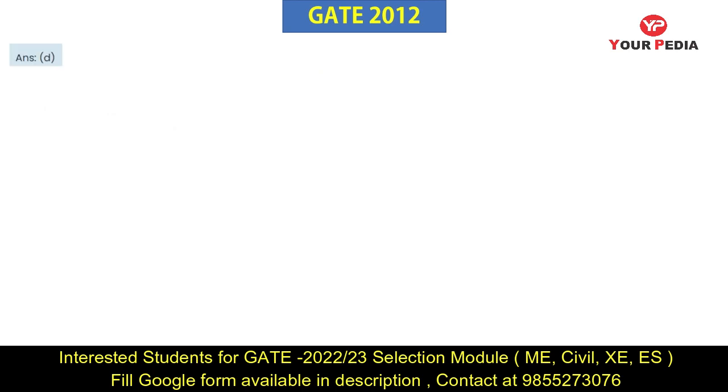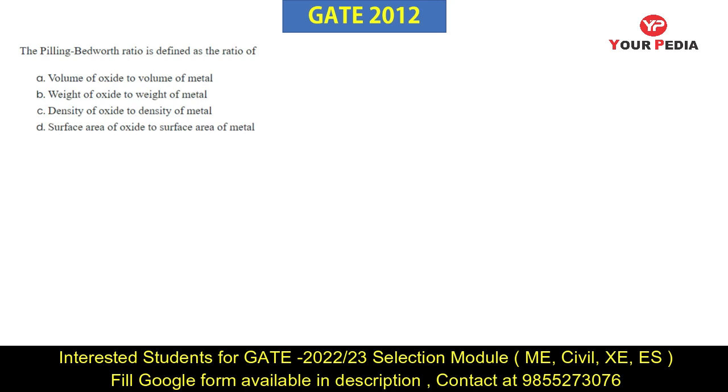Obviously, if there is micro straining, then you need to broaden it. Now, this is again a direct formula question, that is the PB ratio. The Pilling-Bedworth ratio is defined as the ratio of the volume of oxide to the volume of metal, or the weight of oxide to the weight of metal. Then what is going to happen here?